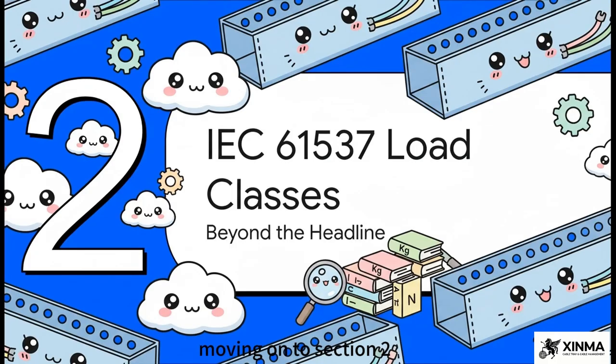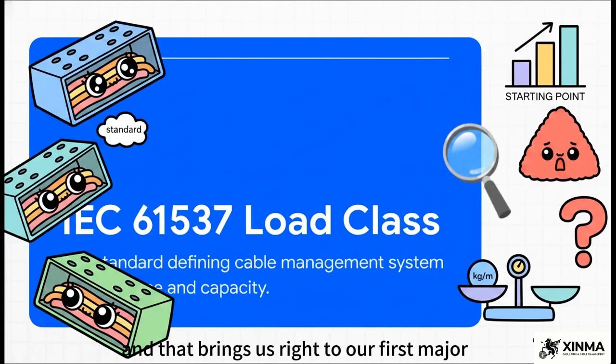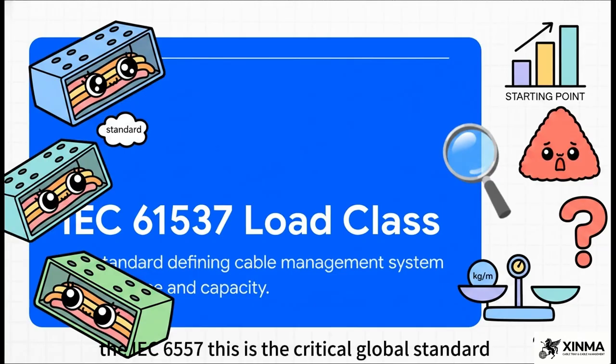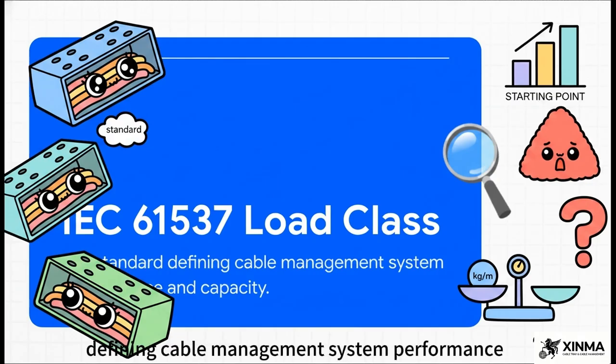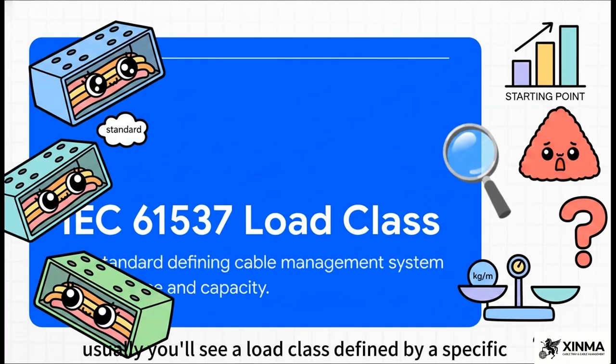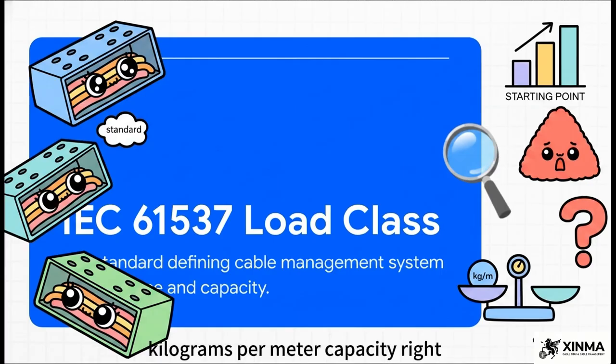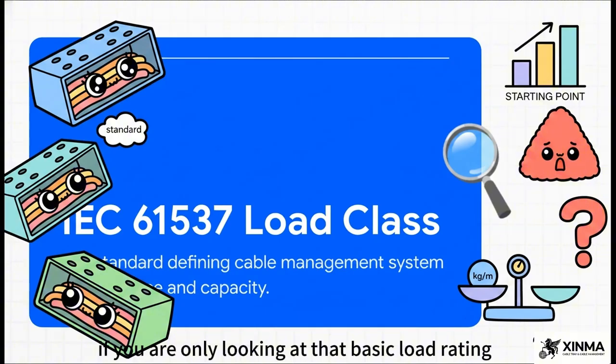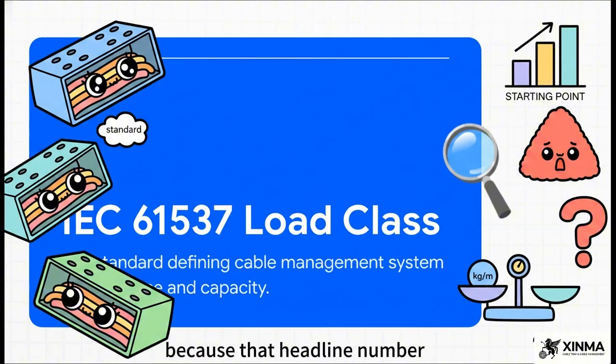Moving on to Section 2, IEC 61537 load classes, beyond the headline. And that brings us right to our first major technical hurdle. The IEC 61537, this is the critical global standard defining cable management system performance. Now, usually you'll see a load class defined by a specific kilograms per meter capacity, right? But here is the catch. If you are only looking at that basic load rating, you are making a massive mistake, because that headline number is really merely a starting point.